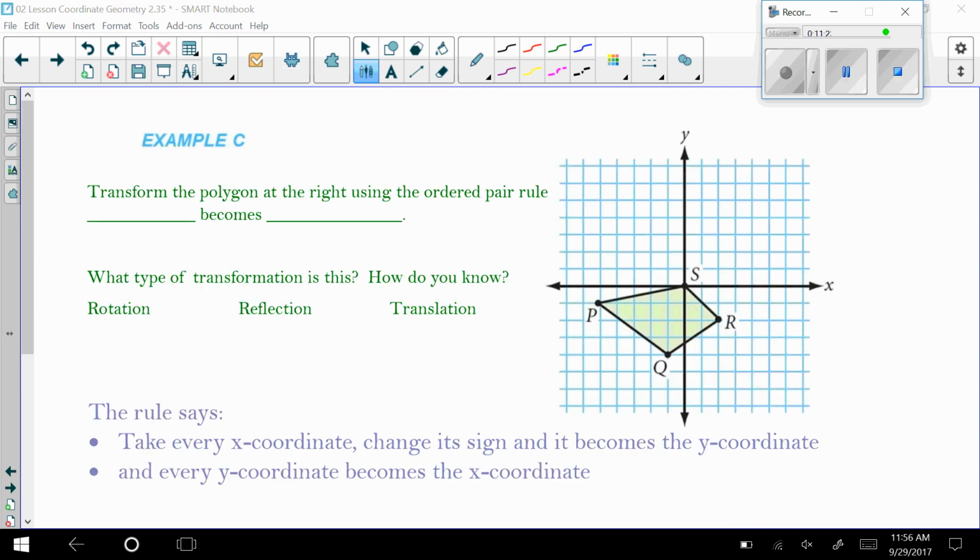Now let's try a third type of transformation. We're going to transform the polygon at the right using the ordered pair rule, (x, y) becomes (y, -x). Let's first apply this rule to the figure, and then we can identify what type of transformation this is.